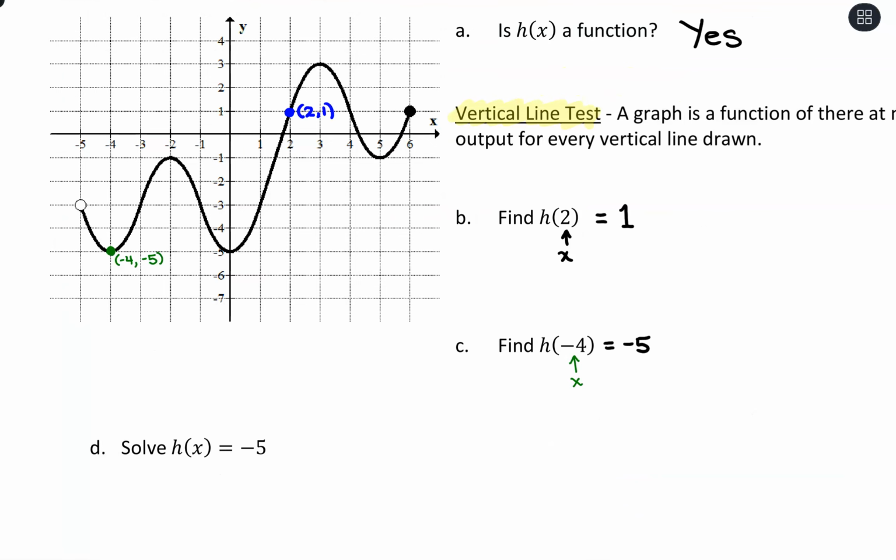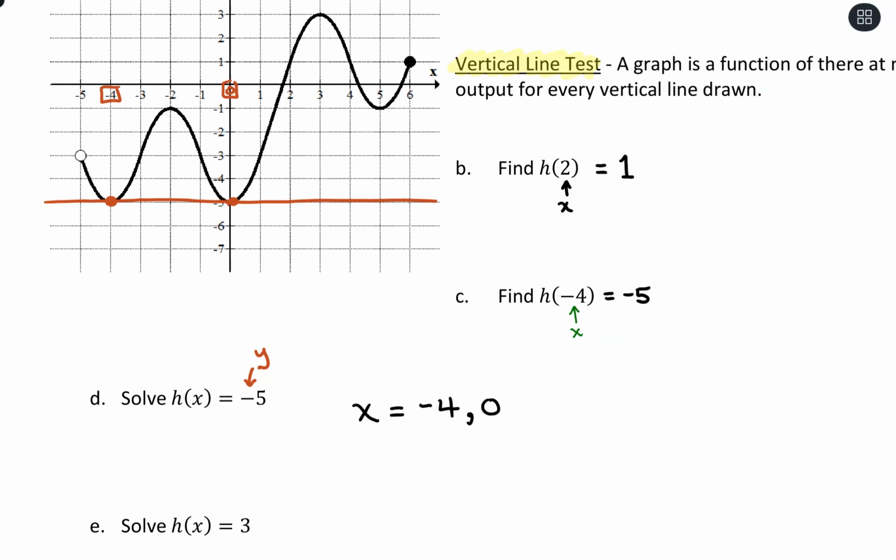If we wanted to solve h of x is equal to negative 5, in this case it's giving us the y coordinate. The easiest way to go about this, I think, is drawing a horizontal line. If we draw a horizontal line at y equals negative 5, we can see all of the intersection points. I can see we have two intersection points. One's occurring at negative 4, and the other is occurring at 0. So solving h of x equals negative 5 is going to result in two solutions, x equals negative 4 and x equals 0.